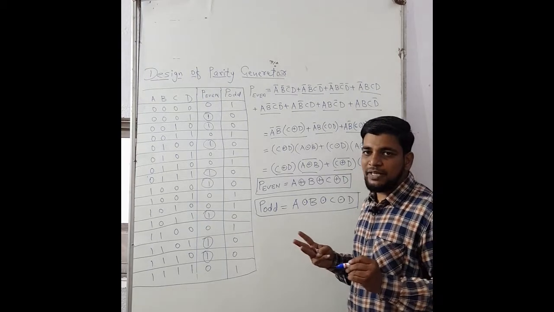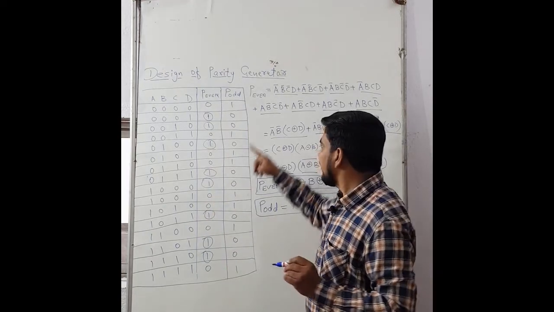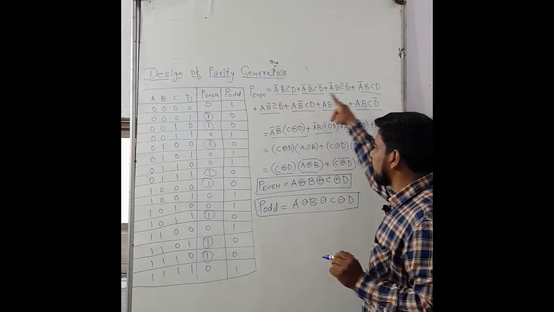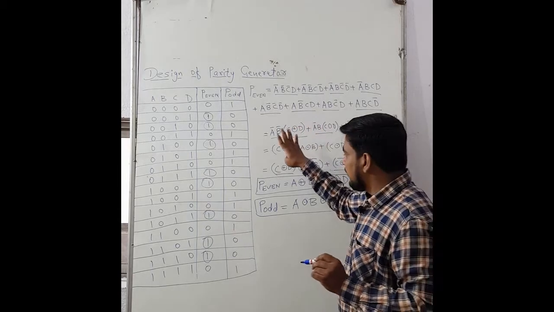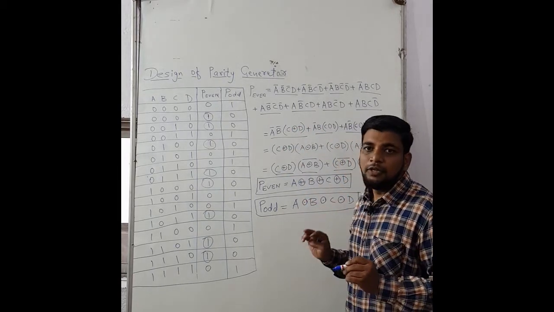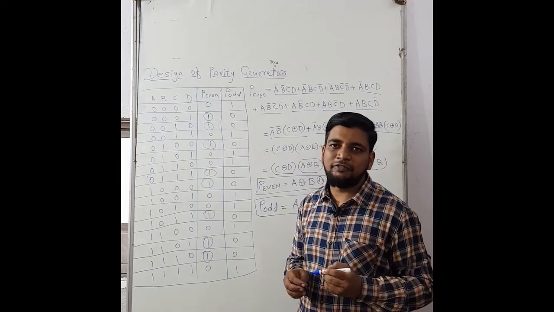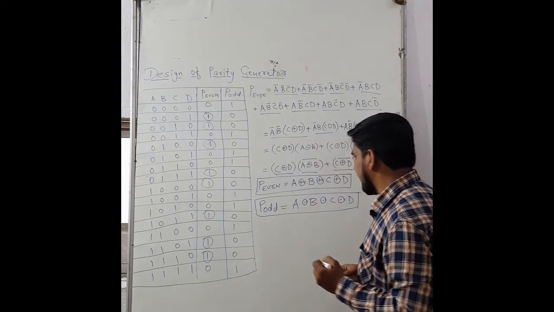So the three steps we have done. First is the truth table. Second, in the designing, write down the output expression. Third, minimize the output expression. This is the minimized form of the output expression. Why minimize the output expression? Because a minimum number of gates should be required for implementation of the circuit.